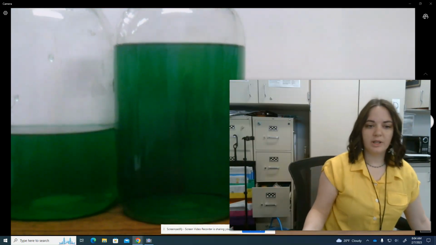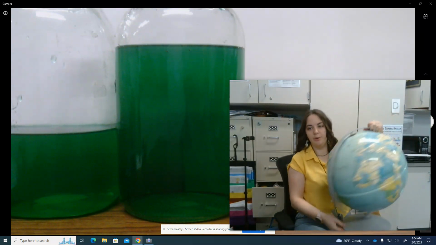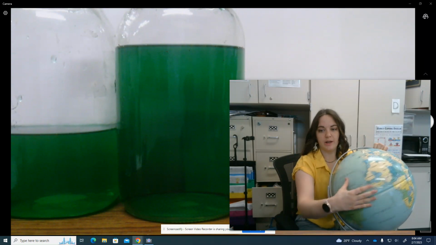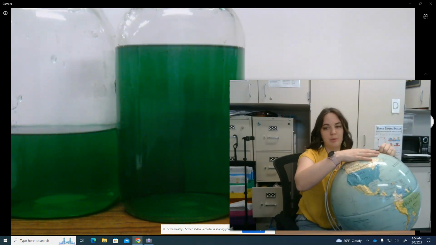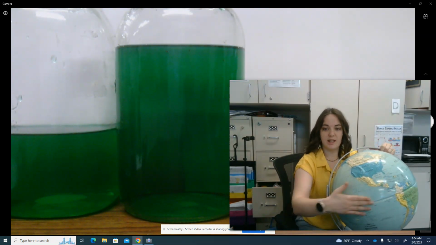So let's think about this. Which one is more salty? They both have the same amount of salt. Well, if we look at the globe here, the sun beats down on this equator area here. It beats down on the equator, and then the poles, remember, don't get as much sunlight as the equator. It gets way more sun on the equator.